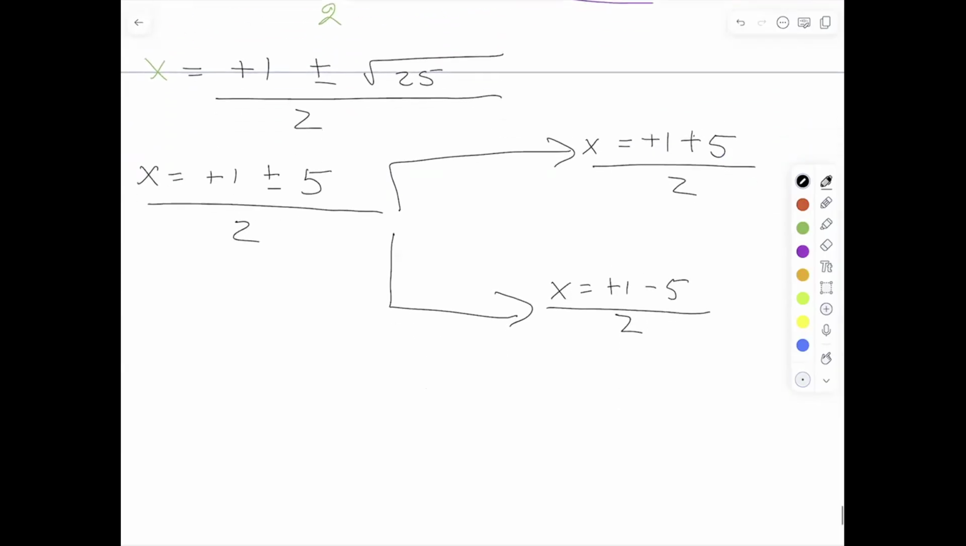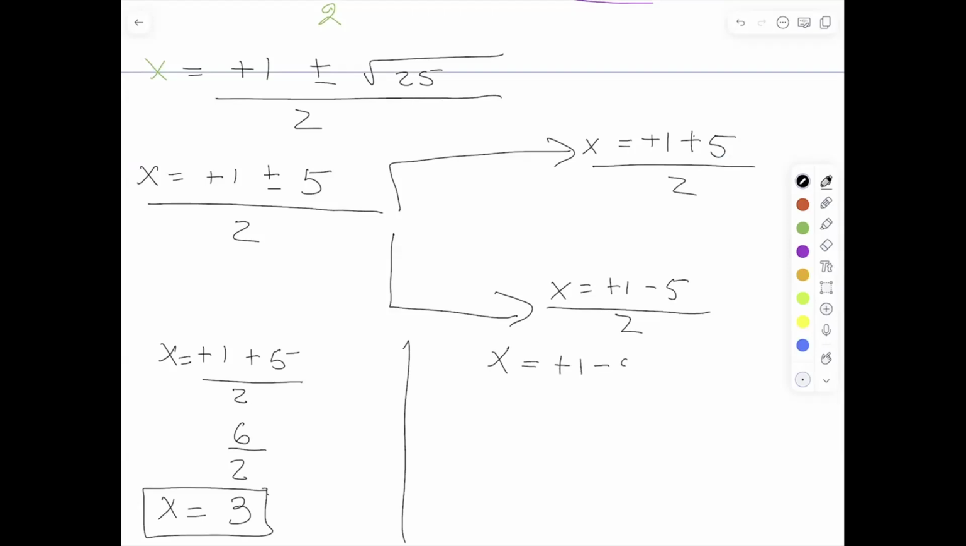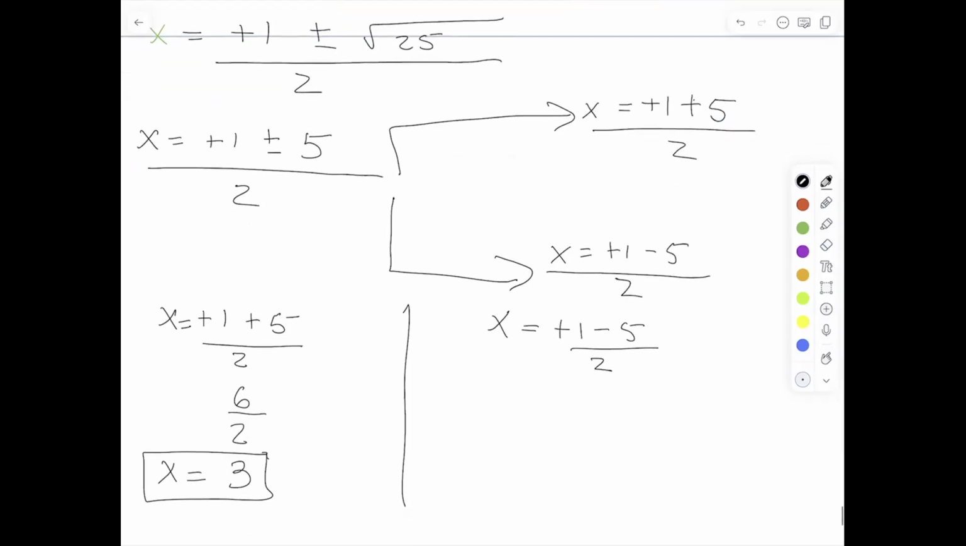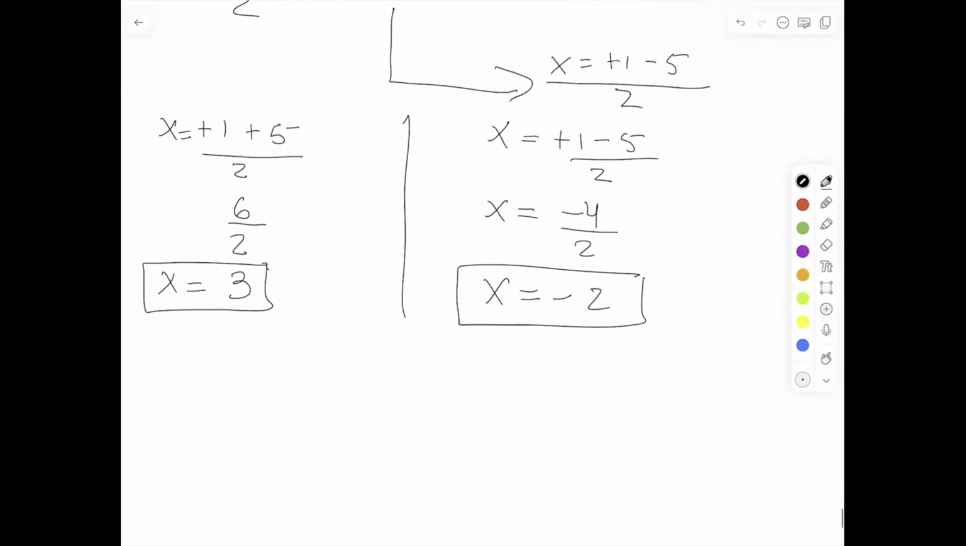So I need to simplify those answers. I got x equals 1 plus 5 over 2. That's 6 over 2, and that is 3. X is equal to 3. And then my other answer is x is equal to +1 minus 5 over 2. That is going to give me x is equal to what? What is -5 plus 1? -4. -4 divided by 2. That's going to give me a -2. Do I have the same answer as I did before? Remember?